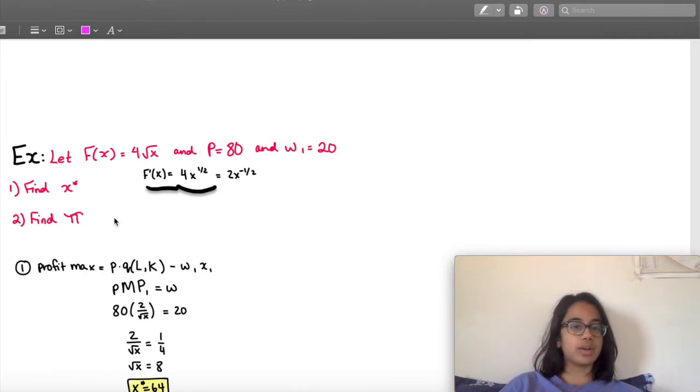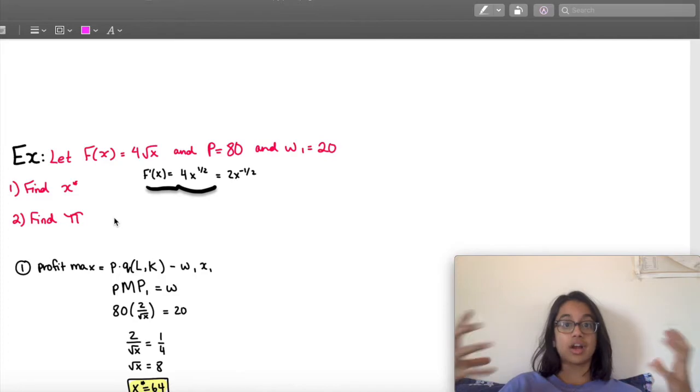So for number one, very simple, right? The numbers are pretty similar to the one that we did before, just to make sure that we understand the concept rather than chugging in numbers.